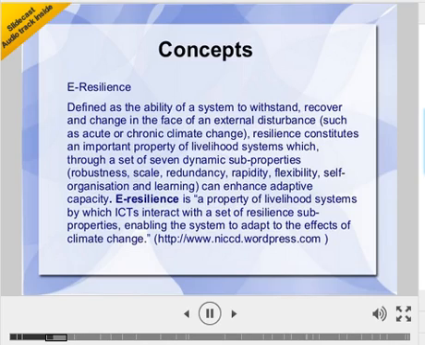But resilience constitutes an important property of livelihood systems, which through this set of 7 dynamic subproperties: robustness, scale, redundancy, rapidity, flexibility, self-organization, and another interesting thing is that learning can enhance our adaptive capacity.